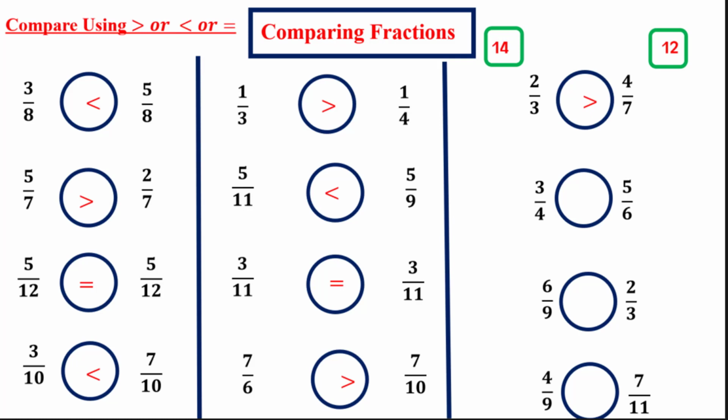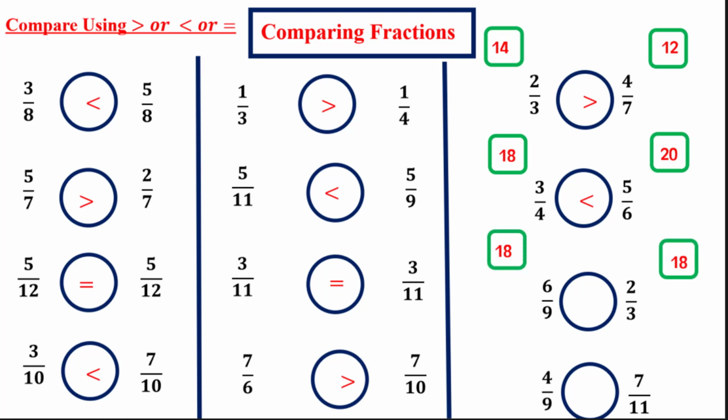Next, we will use cross products. 4 times 5 is 20, and 6 times 3 is 18. Now compare 20 and 18. 18 is less than 20. Next, cross products: 9 times 2 is 18, and 3 times 6 is 18. Now they are the same, so we will use equals.